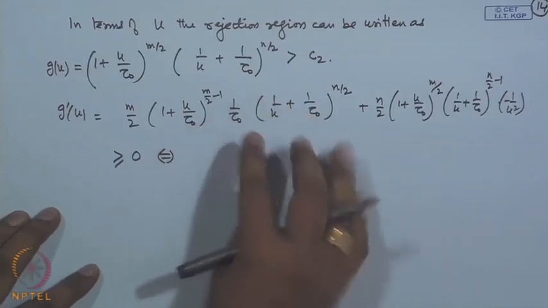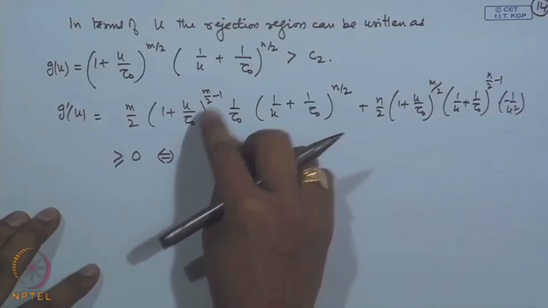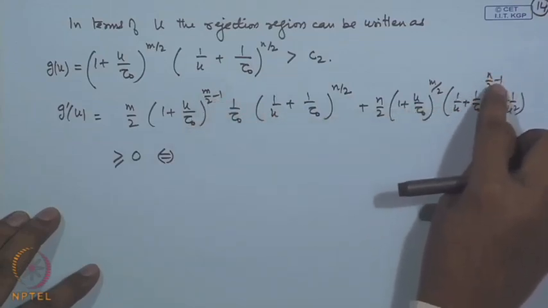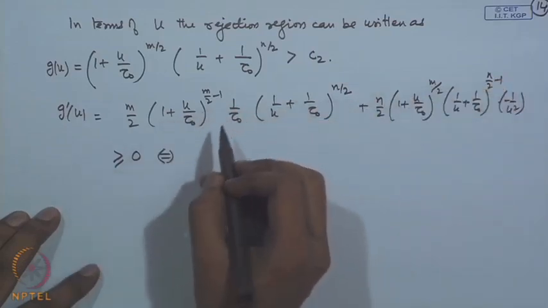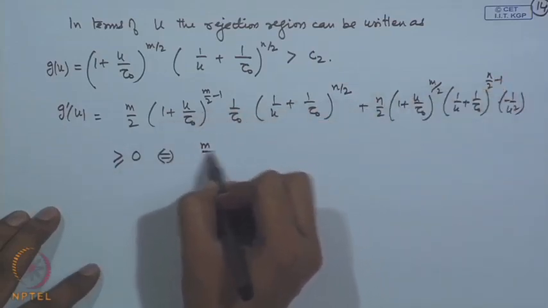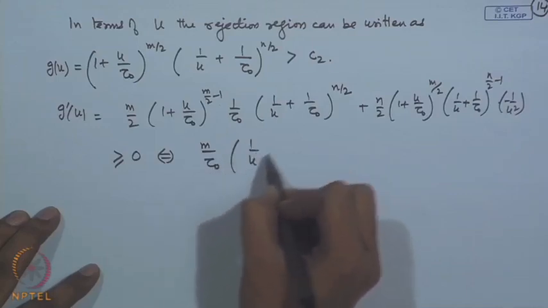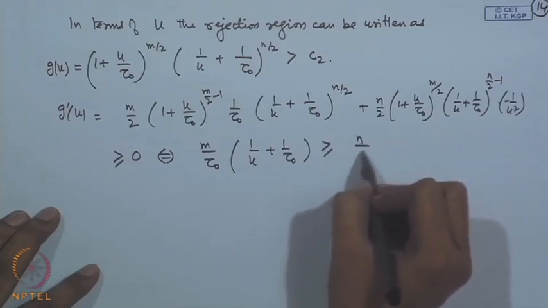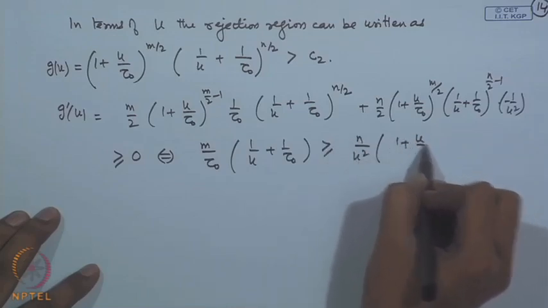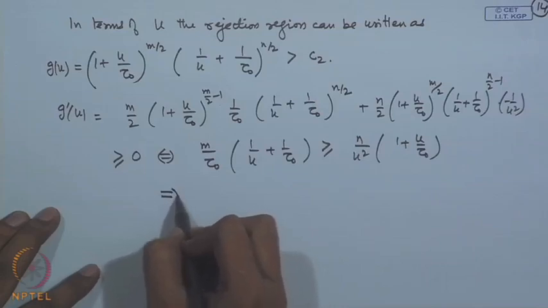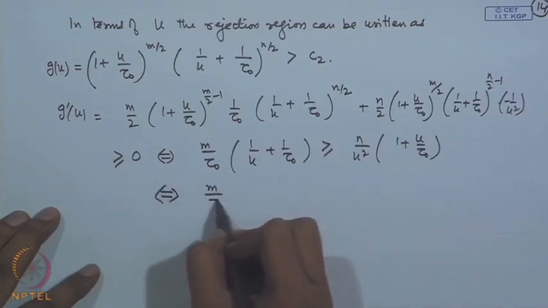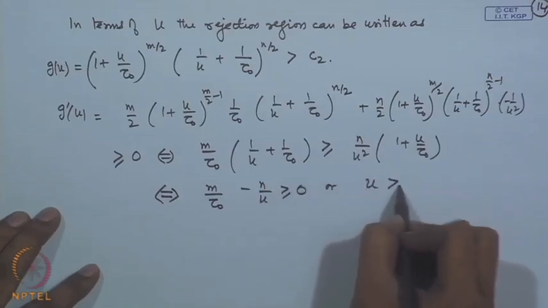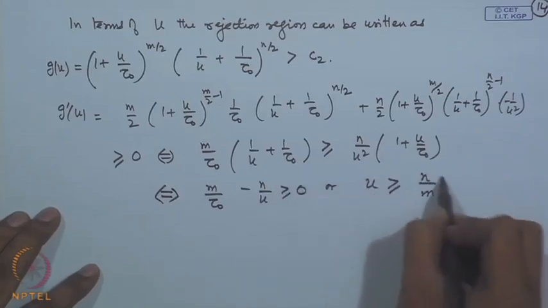So, this will require certain simplification. I can take common (1 plus u by tau naught) to the power m by 2 minus 1 and (1 by u plus 1 by tau naught) to the power n by 2 minus 1. If I take this common and adjust the terms, the condition reduces to simply m by tau naught into (1 by u plus 1 by tau naught) greater than or equal to n by u square into (1 plus u by tau naught), which is equivalent to m by tau naught minus n by u greater than or equal to 0, or u is greater than or equal to n by (m tau naught).